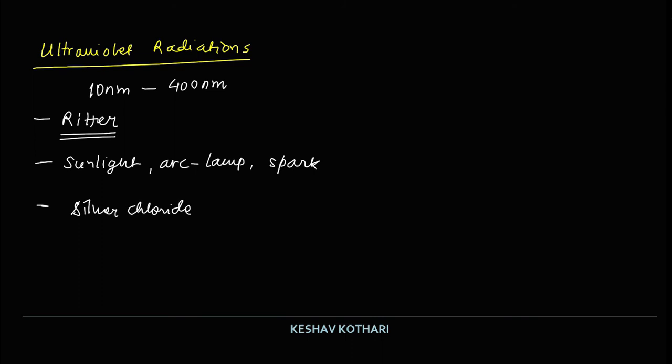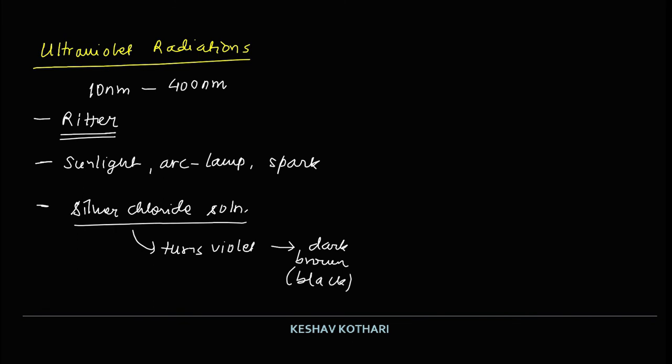I am repeating the observation again. When the silver chloride solution is exposed to the electromagnetic spectrum, starting from red to the violet end and then beyond it, from the red to the violet end the solution remains almost unaffected, but just beyond the violet end, that is the ultraviolet part, the solution first turns violet and then becomes dark brown in color or black.